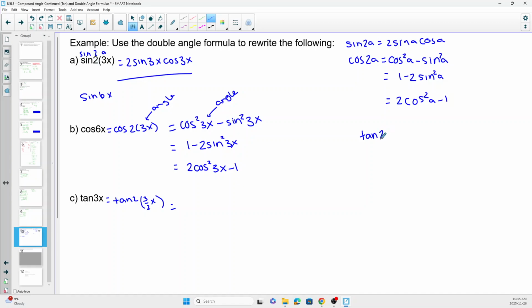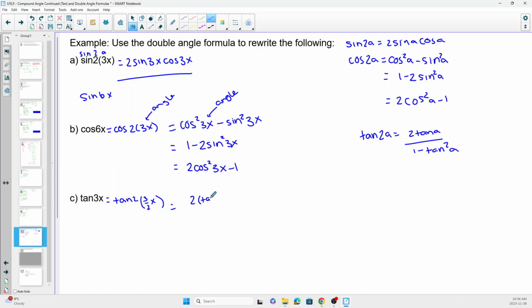So our double angle formula for tan is 2 tan A divided by 1 minus tan squared A. So when we go and apply this, we're just simply subbing in 2 tan 3 over 2, oh, that doesn't look like a 2.